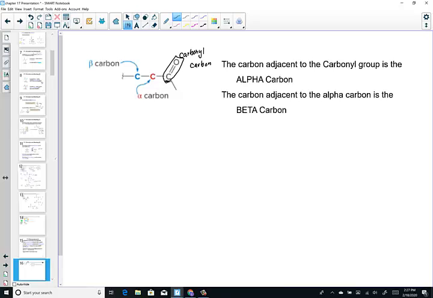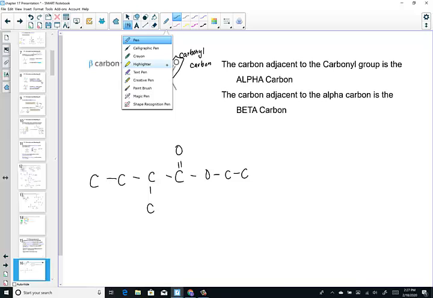The carbon that is directly next to the carbonyl carbon is called an alpha carbon. And second position over would be called a beta carbon. So if I think about that, I would have, let's say, I'll just make one up like this. How about if we just did this?